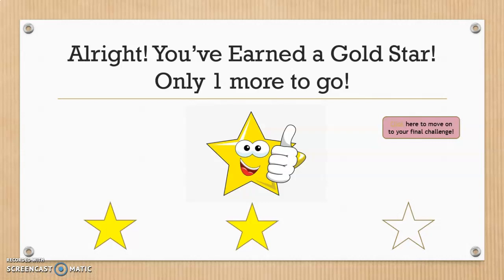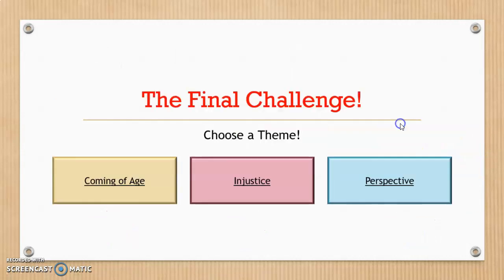Once again, the transition is accompanied by applause to let the student know they have earned their second of 3 stars. When the student is ready, they can click the icon to move on. This slide presents the student with the final challenge of the game. As you can see from the screen, the student will choose one of three options, which all revolve around major themes from the novel. Each theme presents the same type of challenge.